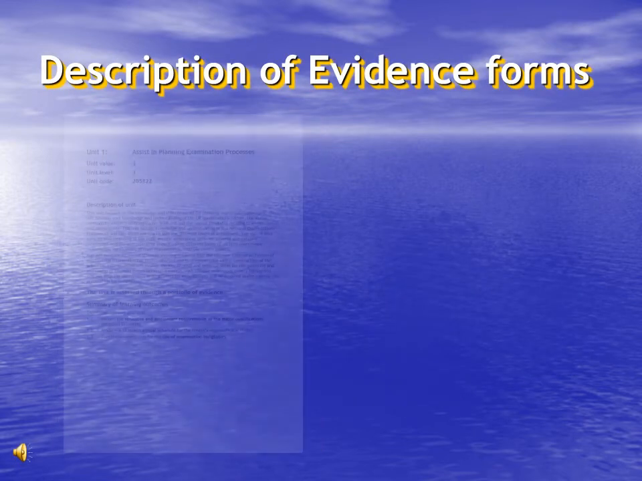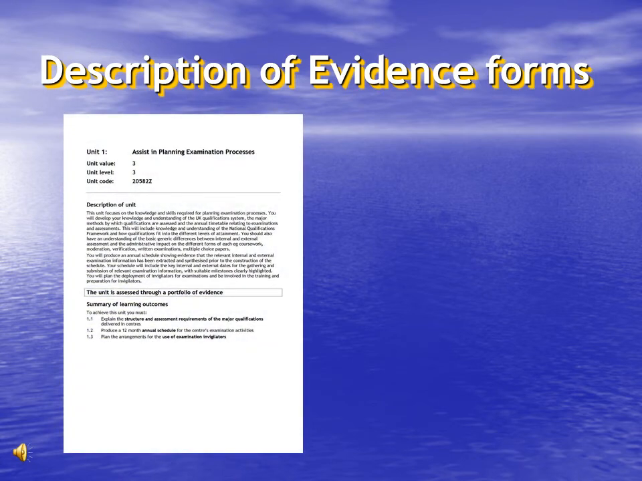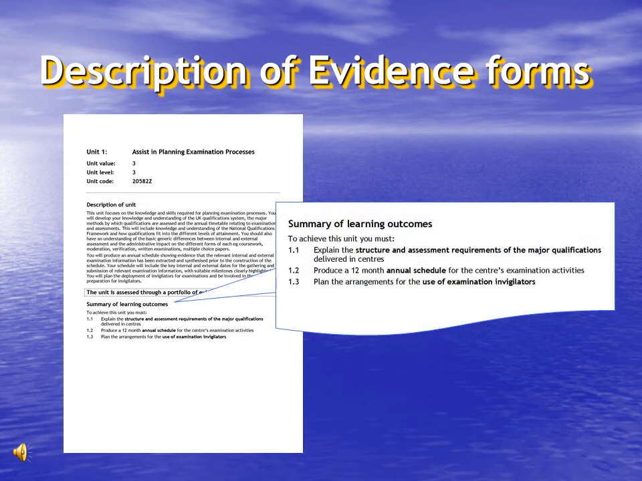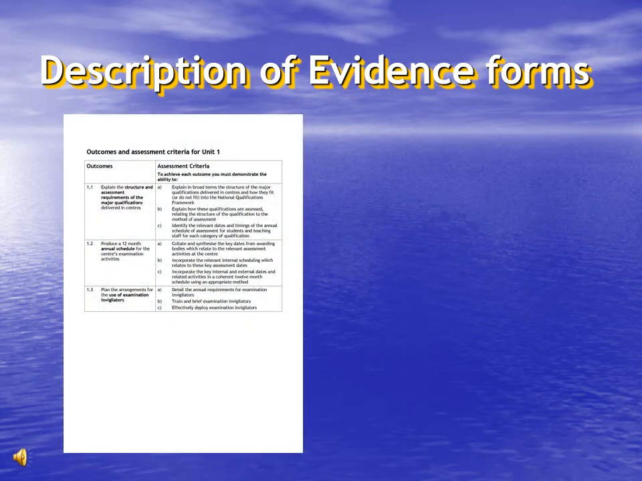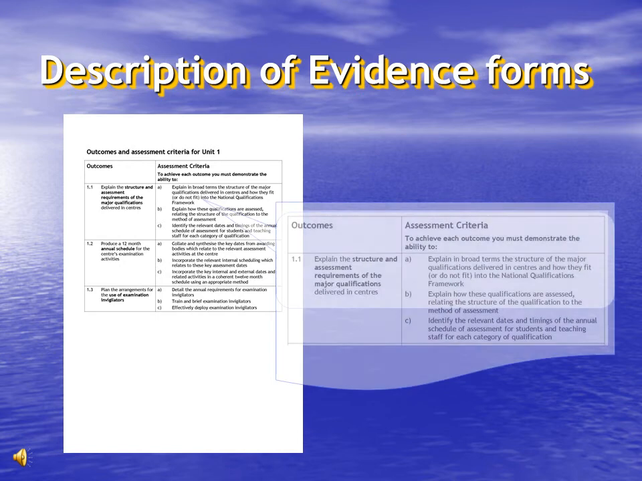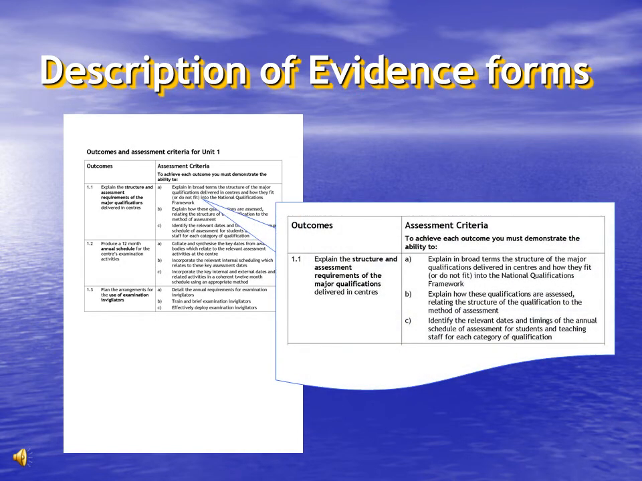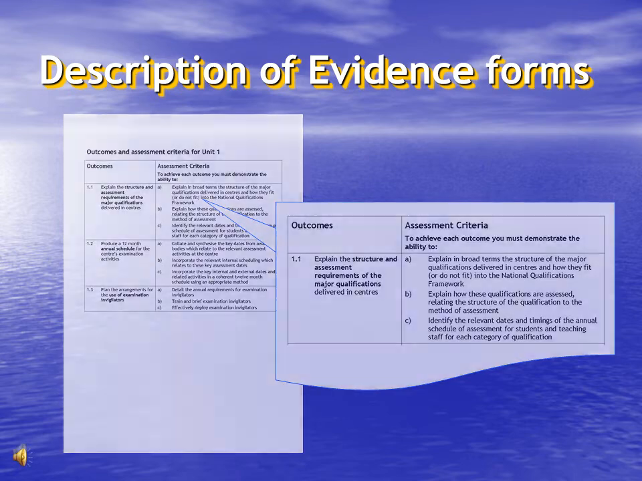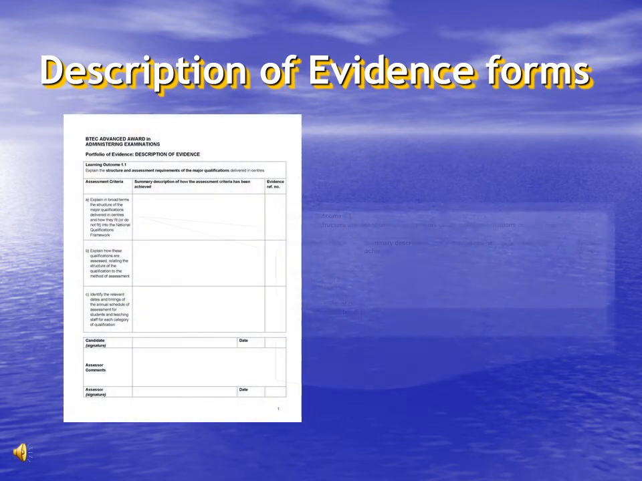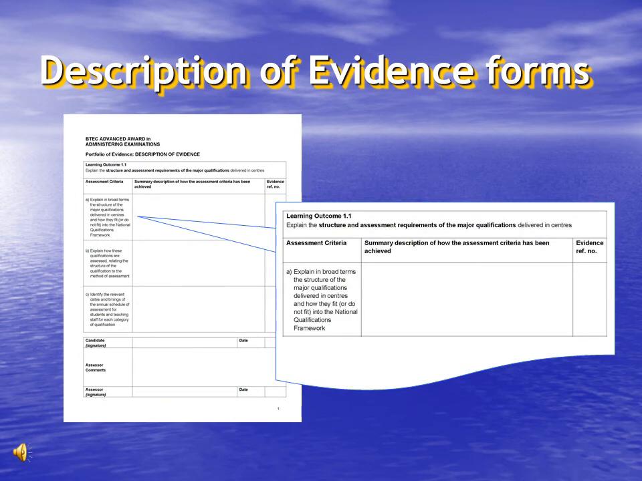Each of the units for each level of the qualification is divided up into a number of sections, technically called learning outcomes. Each of those learning outcomes has a number of assessment criteria which you have to provide evidence against. This is recorded in the description of evidence forms. In the main section, you provide a brief summary, and in the final column, put the evidence reference number that you have used from the summary of evidence form.